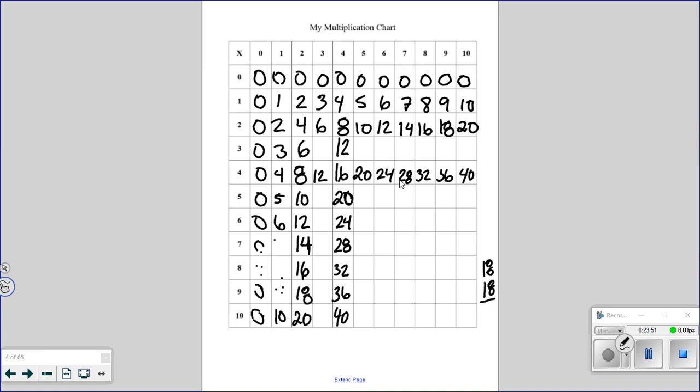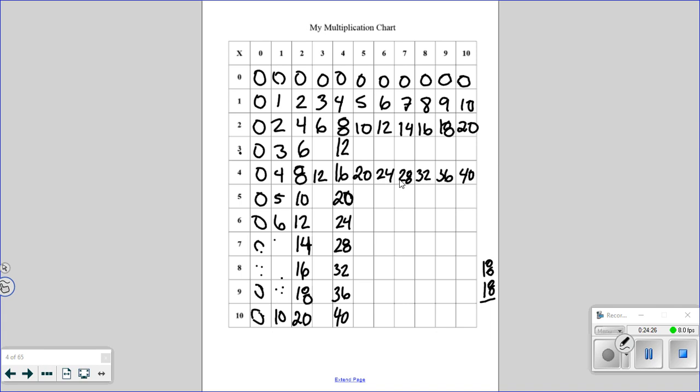We need to practice and write in what we just learned, which was our 5. Put your finger on the 5 at the top of that chart. We already know 5 times 0. Go on, what's 5 times 0? 0. We already know 5 times 1. Jordan, what's 5 times 1? 5. We already know 5 times 2. Lydia, what's 5 times 2? 10.